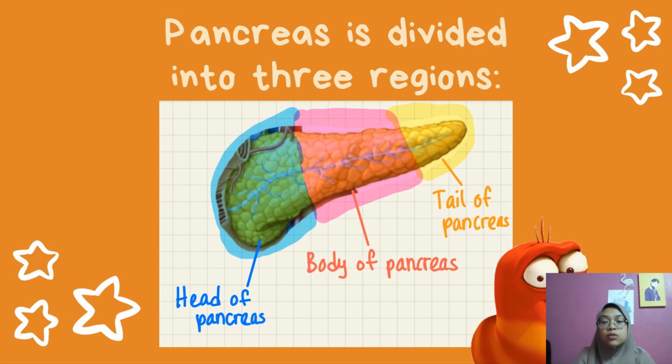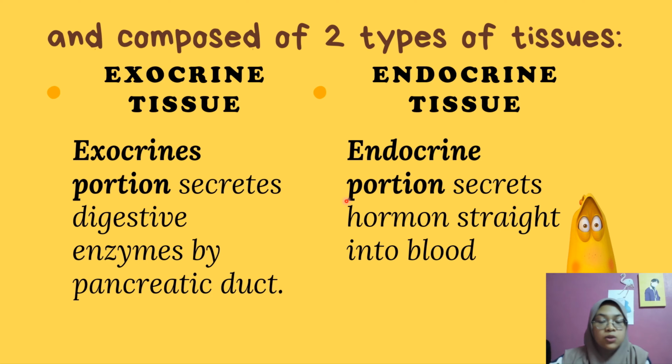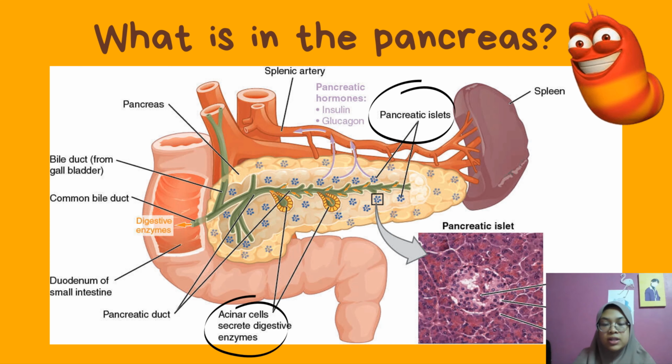The pancreas is divided into three regions: head region, body region, and tail region. And the pancreas is composed of two types of tissue: exocrine tissue and endocrine tissue. This is why we call the pancreas a two-in-one organ, because it has an exocrine portion that secretes digestive enzymes by the pancreatic duct, and an endocrine portion that secretes hormones straight into the blood without needing to go through any pancreatic duct. So what are the parts in the pancreas that we need to know?